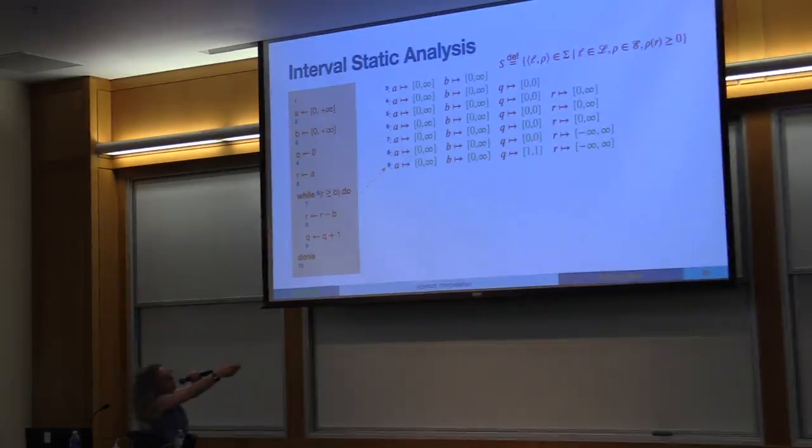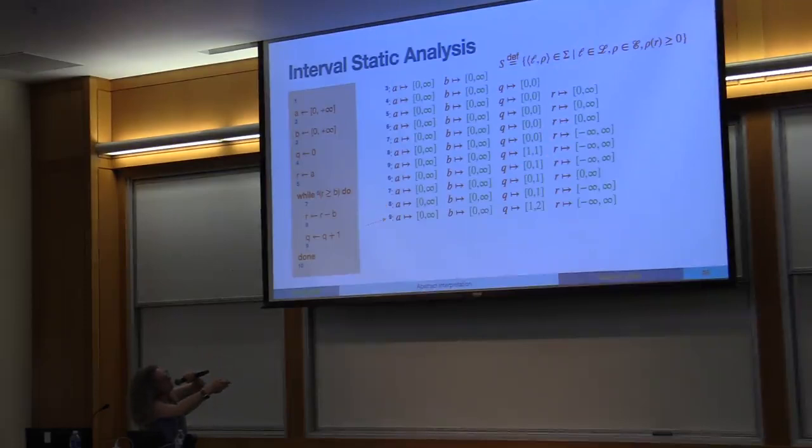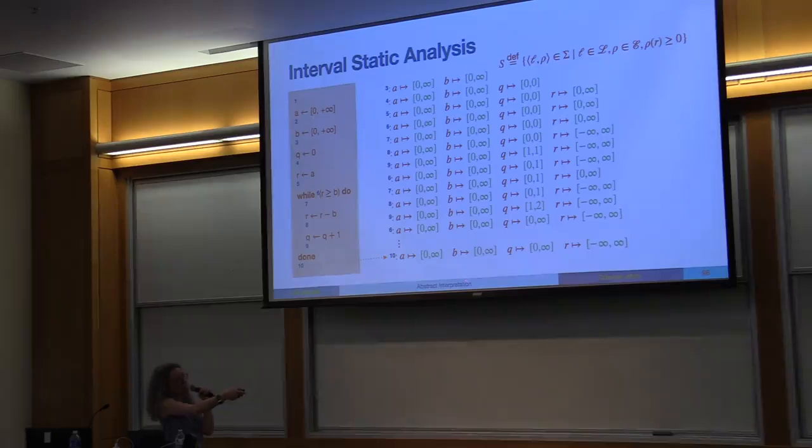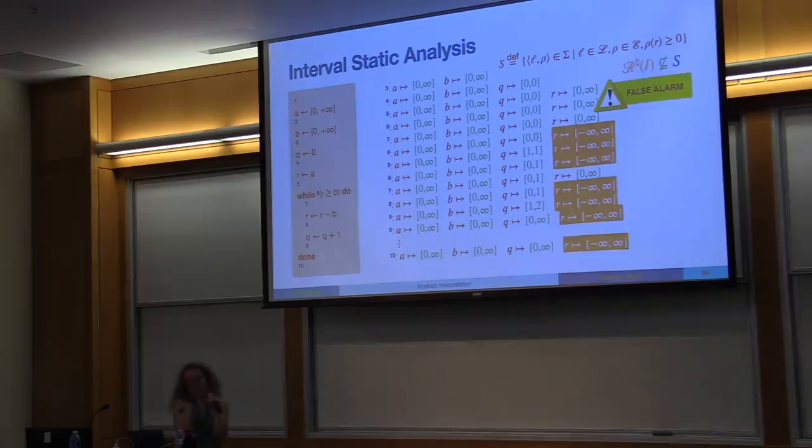For Q here, we get from 0, 0 to 1, 1. When we do the merge at the loop head, we get 0, 1 then. And you see at the next iteration, the end of the iteration of the loop, we get 1, 2. When we have to do the merge, we will get the interval 0, 2, so we will have 0, 1 and 0, 2. We need to do the widening. This will give us 0, infinity. And then if we continue, this is the fixed point for this loop here, and this is the end of the analysis. And here we still have a false alarm.